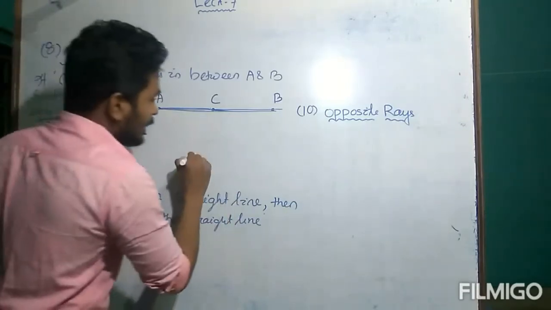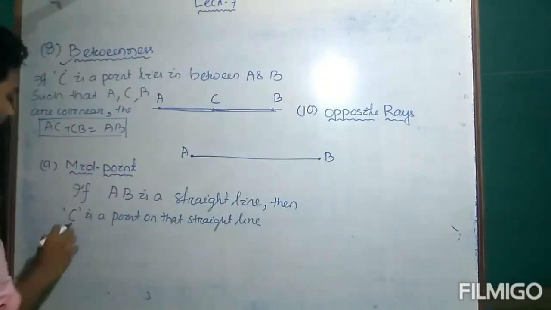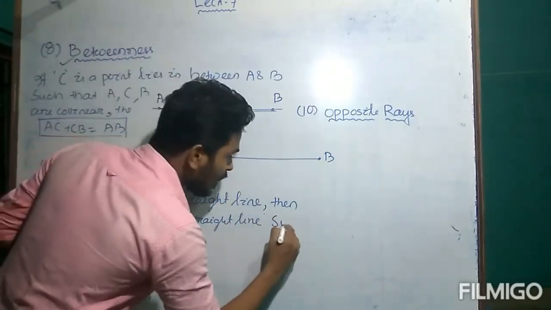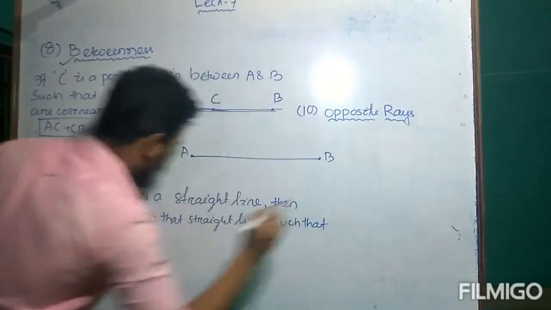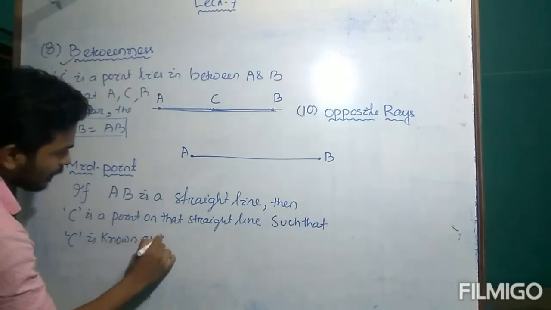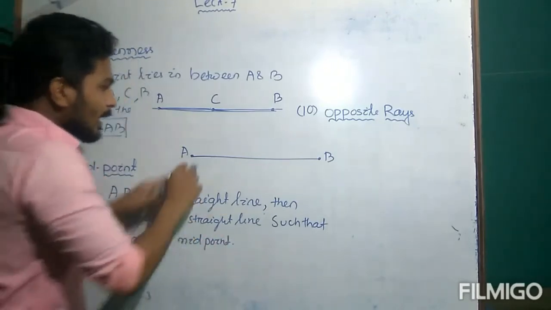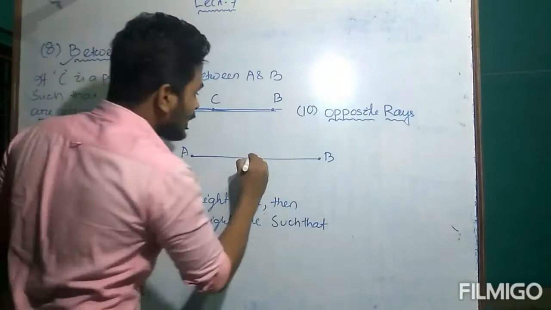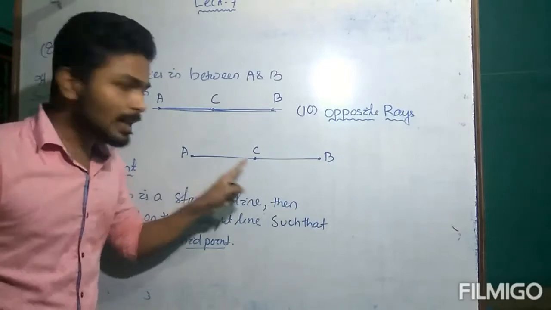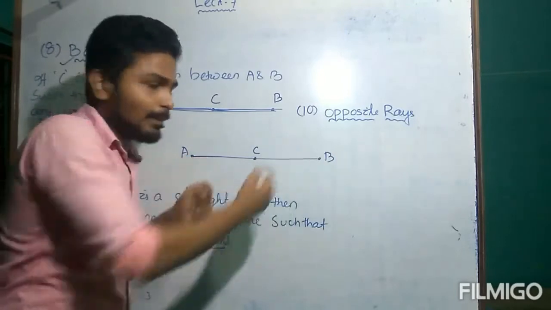So first understand this. If AB is a straight line, so you have to draw AB as a straight line. Then C is a point on that straight line such that C is known as the midpoint. Okay, so on this straight line there is another point, that is C, and C is known as the midpoint. Midpoint means C must lie at the mid position, at the middle position in this line segment.